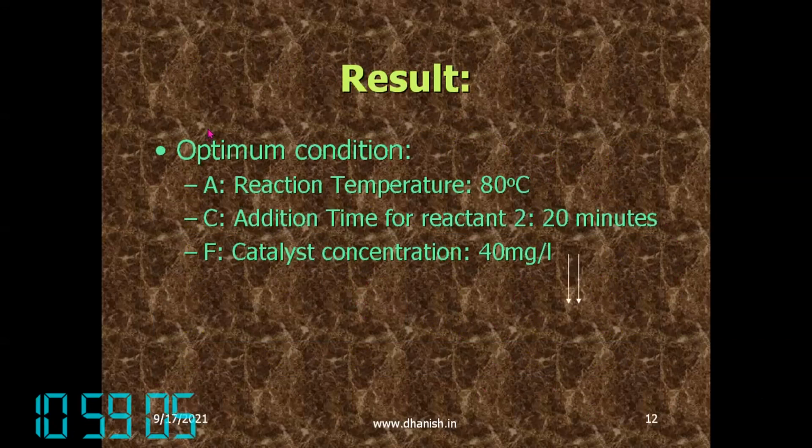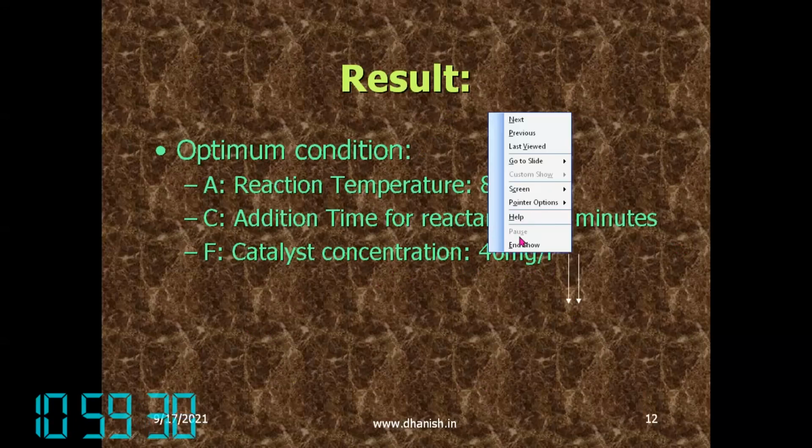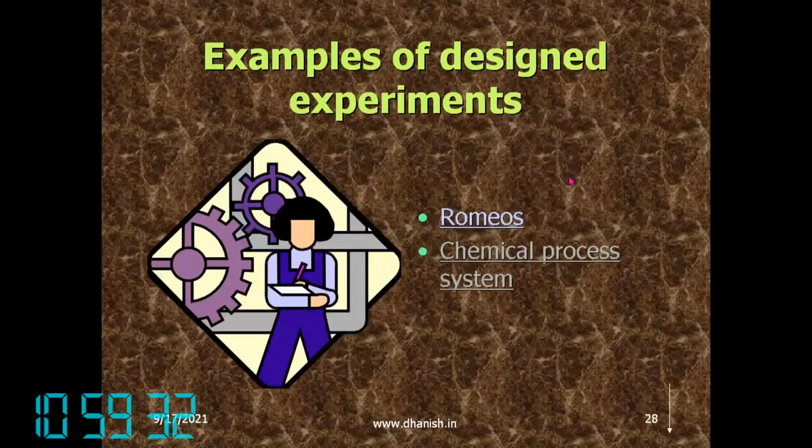So finally, we get the result as the optimum condition. Reaction temperature is 80 degrees Celsius. Addition time for reactant 2, 20 minutes. Catalyst concentration, 40 milligram per liter. So these are the optimum conditions. So this is how we can optimize a process using designed experiments. Okay, so that we conclude the case study.